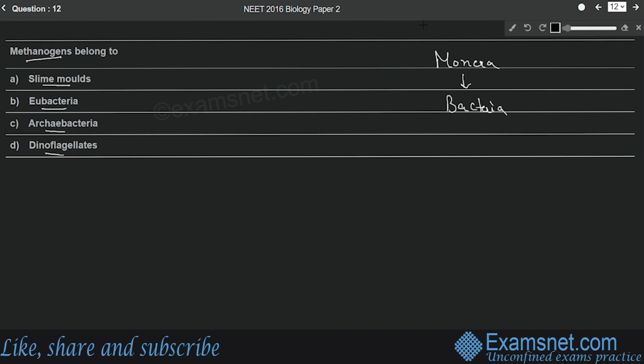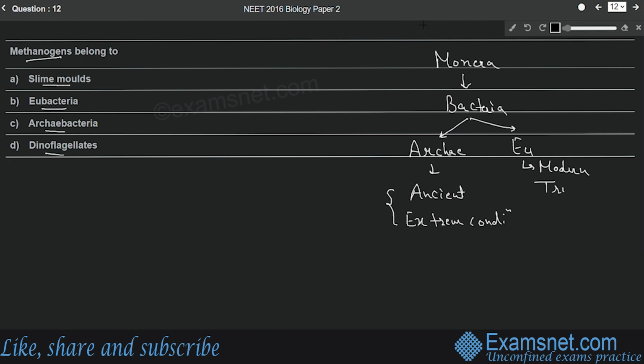Now these bacteria can either be archaebacteria or eubacteria. Archaebacteria are an ancient form of bacteria which are able to thrive in extreme environmental conditions, because they have specialized structures in order to survive in these conditions. Whereas eubacteria are a more modern form of bacteria, and these are also known as true bacteria. But here the question is asked about the methanogens, so they belong to the ancient form of bacteria, that is archaebacteria. So the correct answer will be option C, that is archaebacteria.